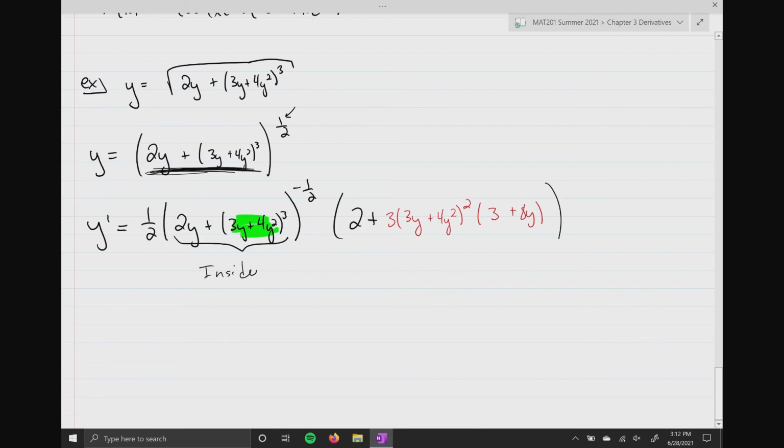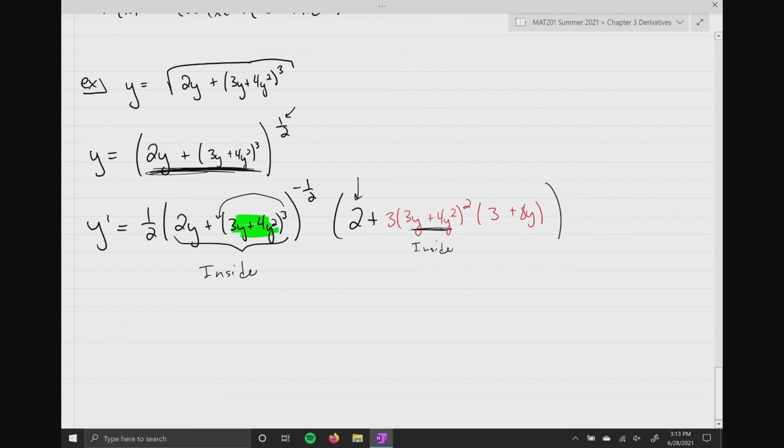Now, the inside function is another chain rule. So the derivative of 2y is going to be 2. That's right here. And now we need to take the derivative of the quantity 3y plus 4y squared, all raised to the 3rd power. To do that, you take the 3, you pull it out front, and you rewrite the inside. So here's the inside rewritten. And then you're going to take the derivative of the inside, which is 3 plus 8y.